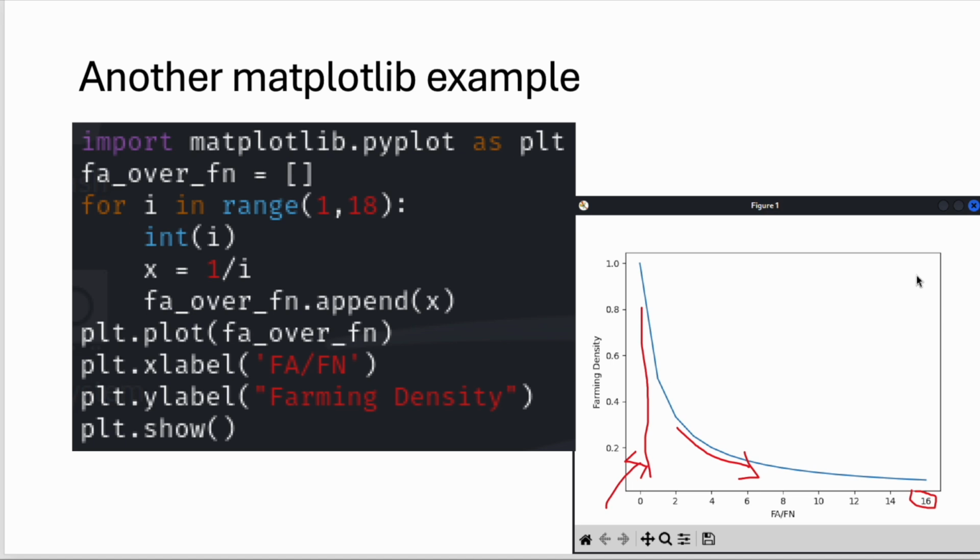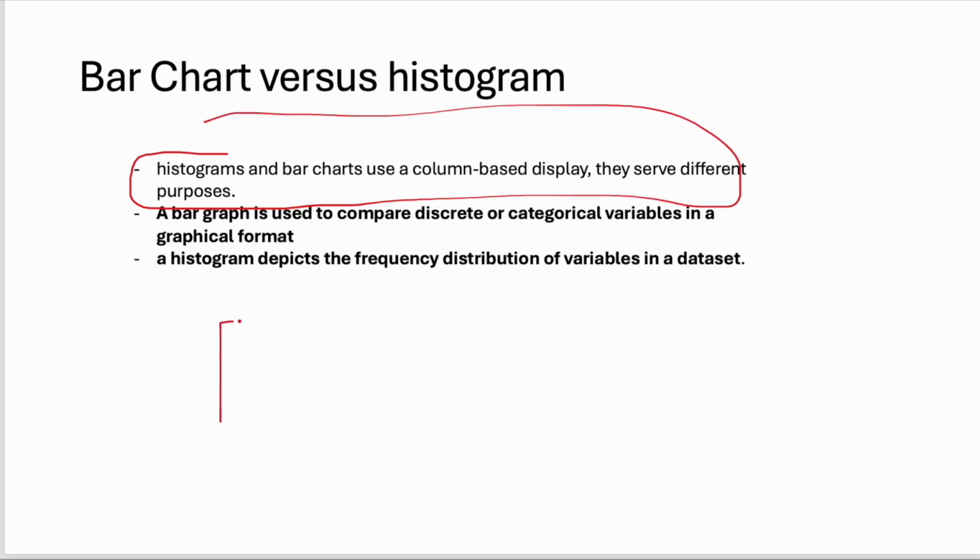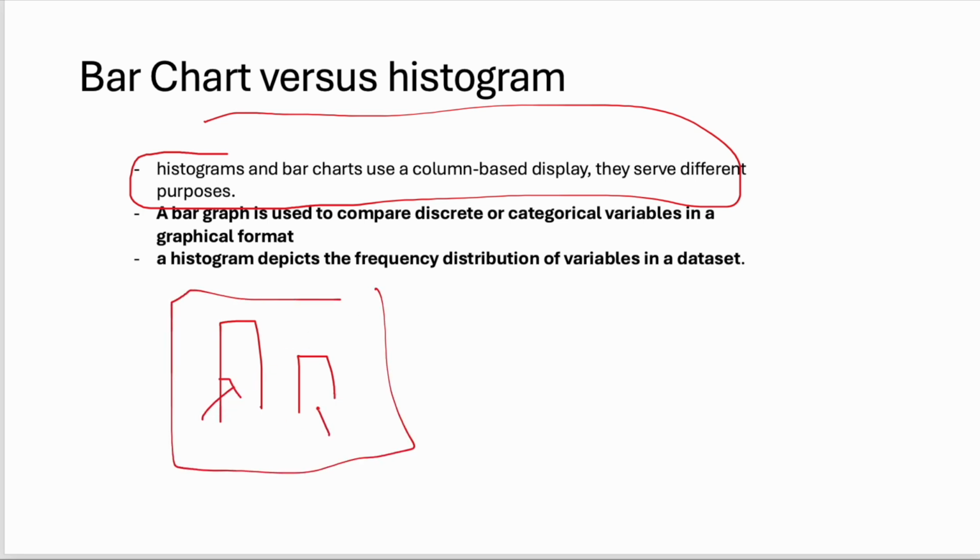Now let's talk about the concept of the bar chart versus the histogram. Histograms and bar charts both use column type displays. Okay, so they're both columnar format, kind of like the 80-20 rule. The 80-20 rule says essentially 20% of the input is responsible for 80% of the output. That's basically the 80-20 rule.